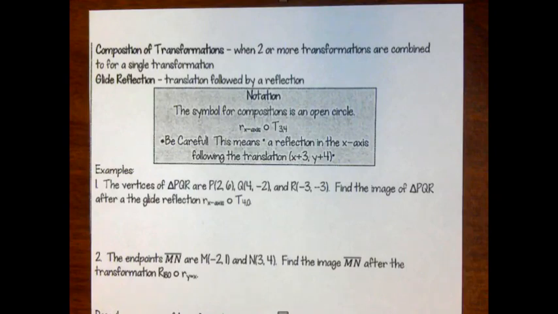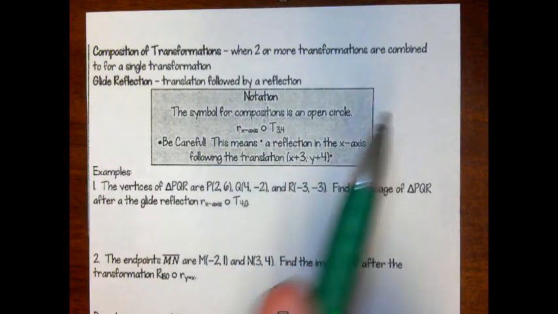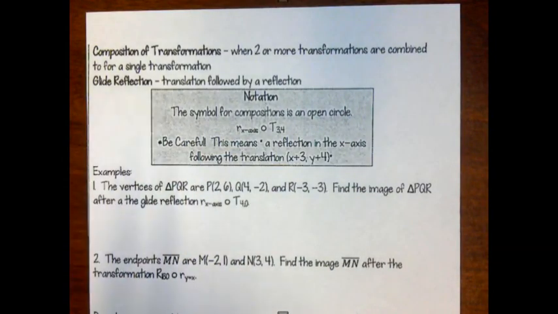Okay, go ahead and pull out the next piece of paper. So we've covered all four kinds of transformation at this point, and there's just one last kind of transformation that we need to talk about, which is a composition of transformations. A composition of transformations happens when two or more transformations are combined to form a single transformation.